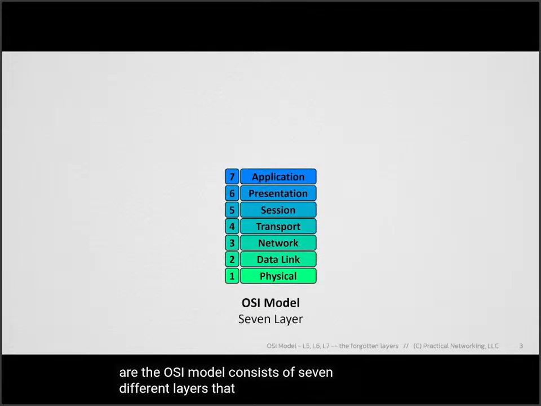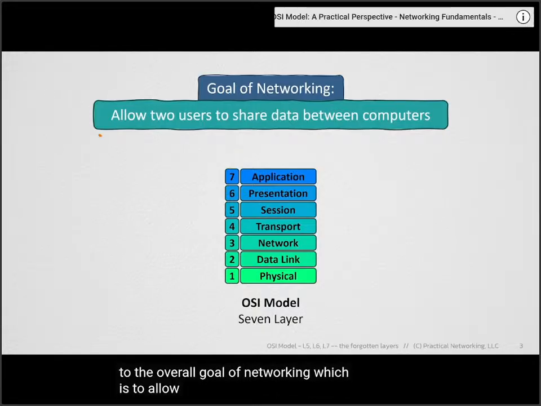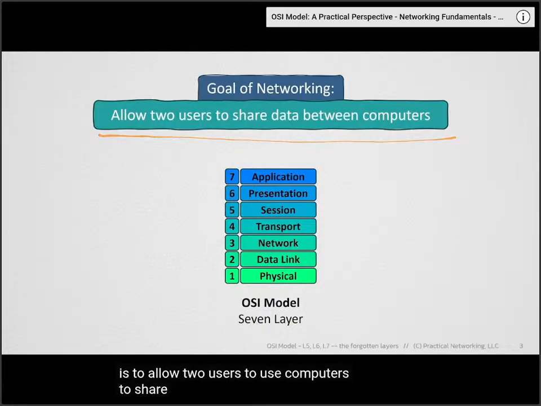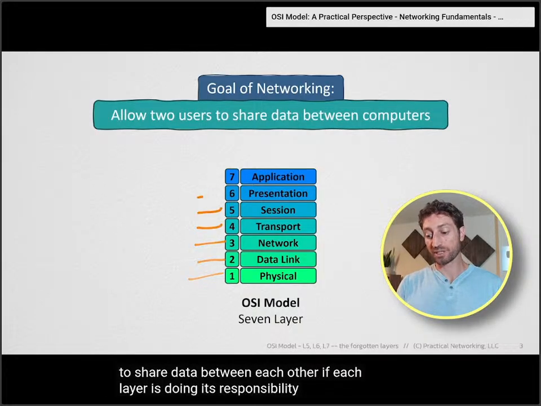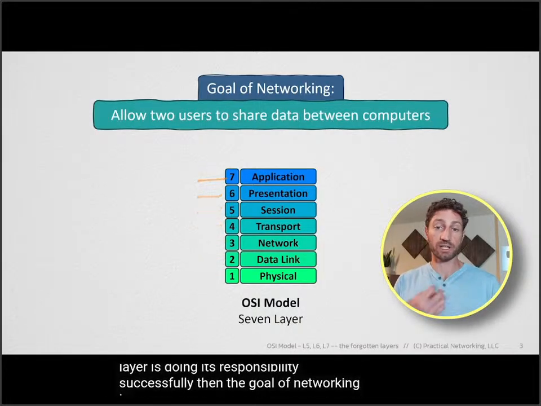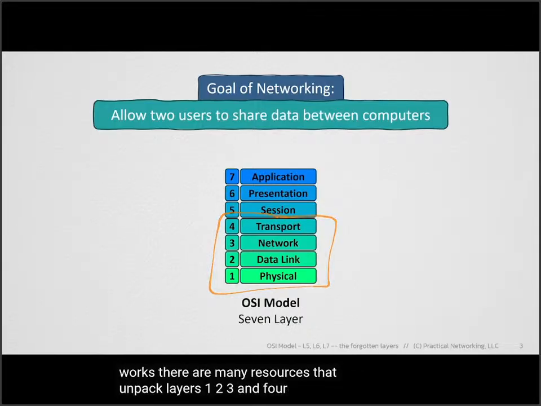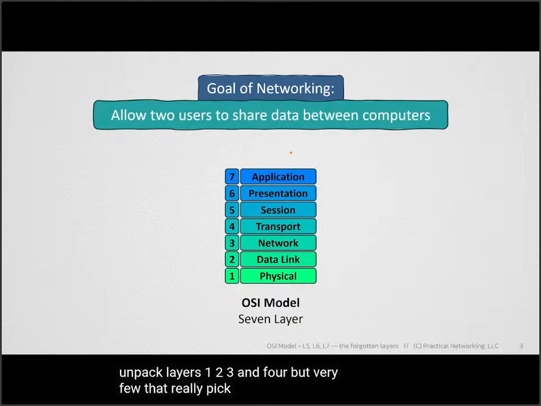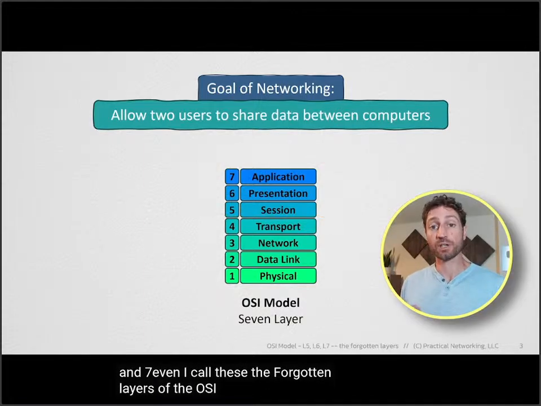The OSI model consists of 7 different layers that each have a specific responsibility which contribute to the overall goal of networking, which is to allow 2 users to use computers to share data between each other. If each layer is doing its responsibility successfully, then the goal of networking is attained, which means the internet works. There are many resources that unpack layers 1, 2, 3, and 4, but very few that really pick apart layers 5, 6, and 7. I call these the forgotten layers of the OSI model.